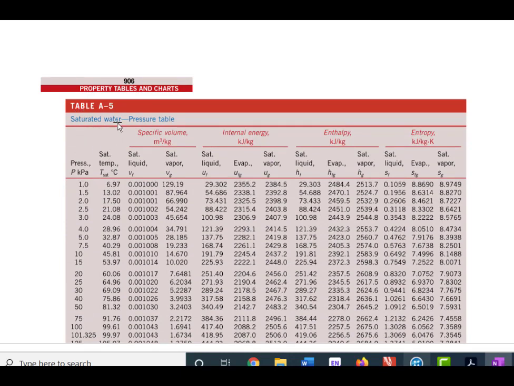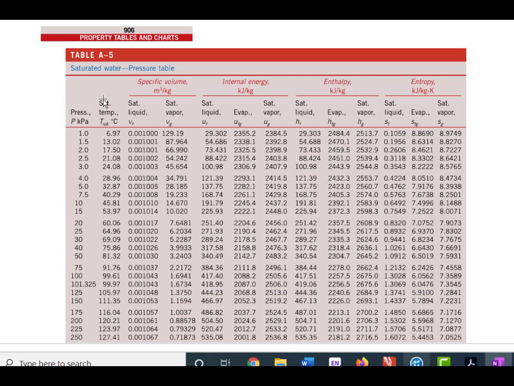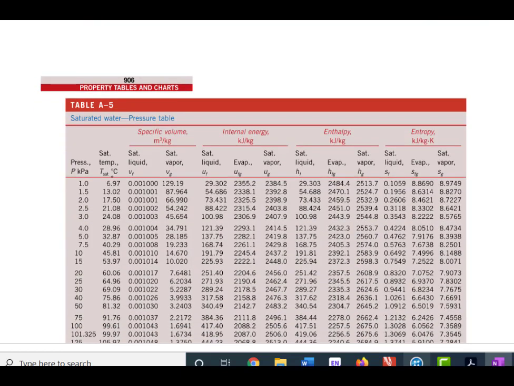We have saturated water. It's okay, the first condition is satisfied. And also you can see here we have the pressure as well. You can see the pressure here is 10 kilopascal, which is for saturated water. And we need to know how much H is. If you notice, we have three H values: H for saturated liquid, for evaporated, and also for saturated vapor.